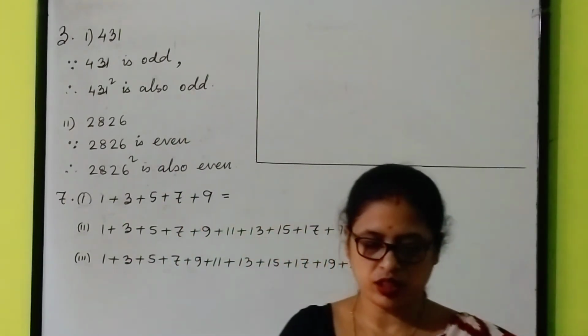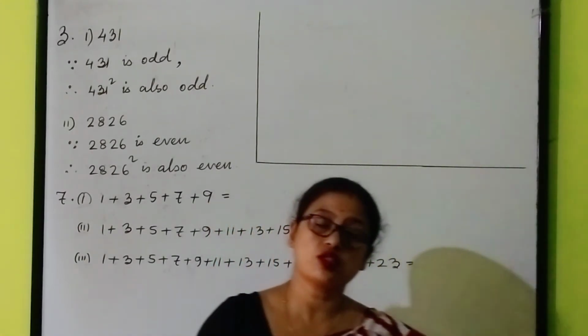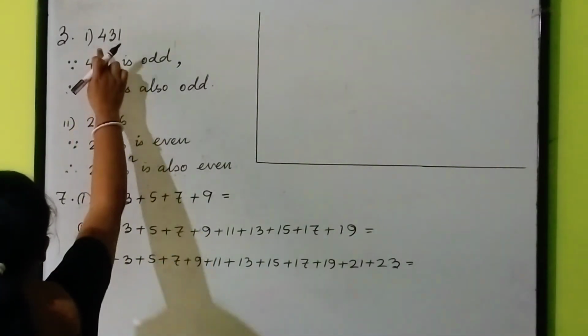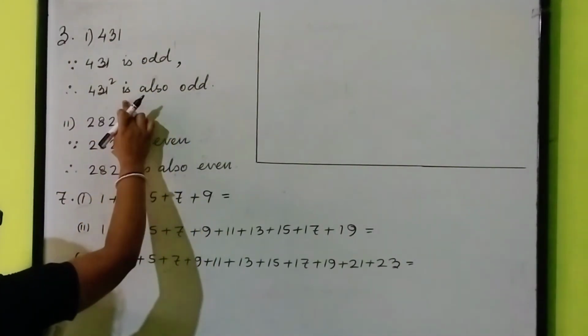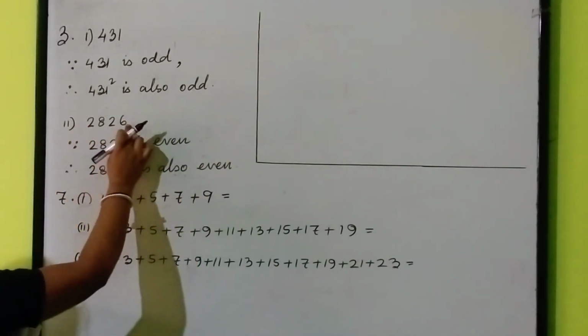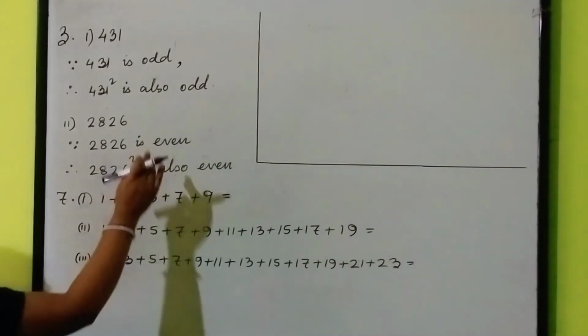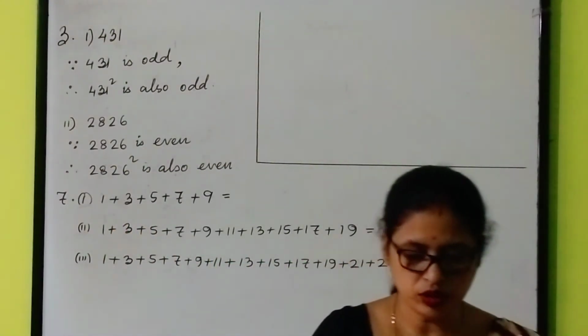Okay. Now see 431. What did I tell you? The squares of odd numbers are odd, squares of even numbers are even. So let us find out if 431 is odd. Since 431 is odd, 431 square is also odd. 2826: since 2826 is even, therefore 2826 square is also even. Understood? All of you? You can do it.